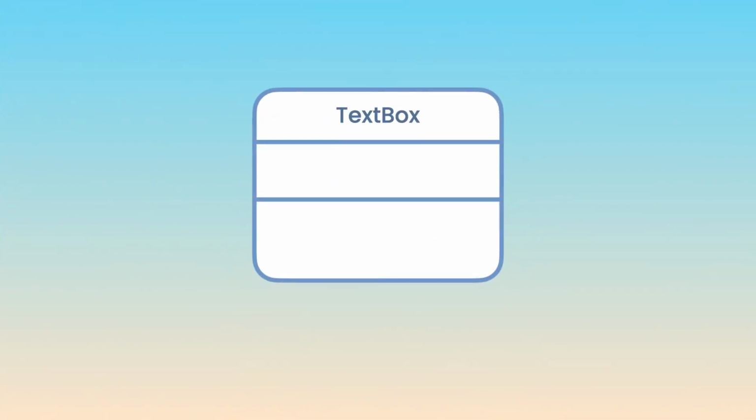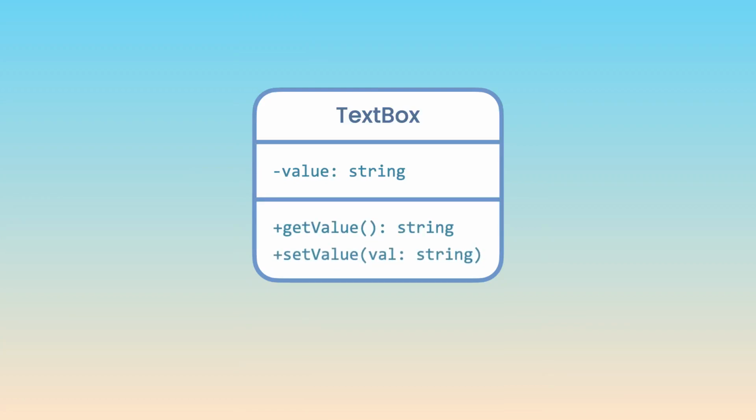Now, as your exercise, I want you to create a class called textbox. In this class, we have an attribute called value of type string. Now, this hyphen you see here means that this is a private member. Now, in this class, we have two public functions, getValue and setValue. Now, these plus signs here mean these functions should be declared as public. So spend a couple of minutes on this, then come back and see my solution.